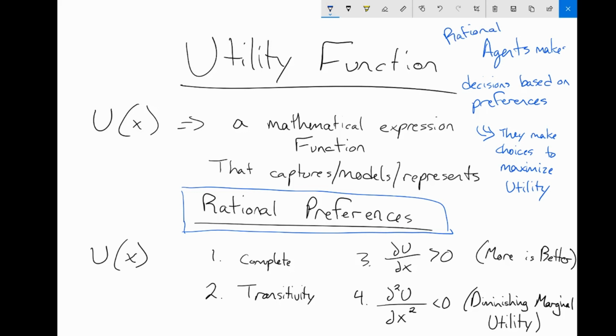These are utility functions. Now, I think I'll stop this lecture here, and I will save indifference curves for the next lecture.